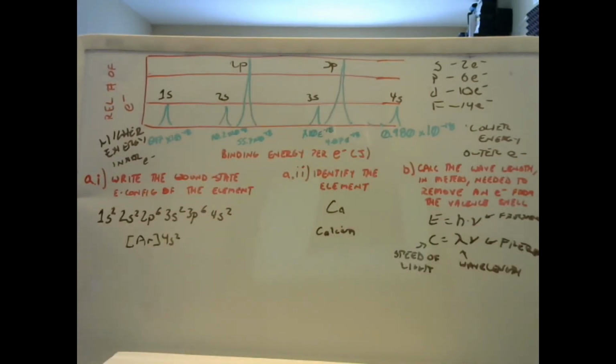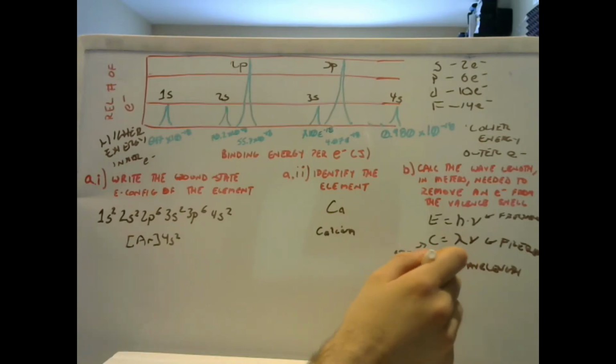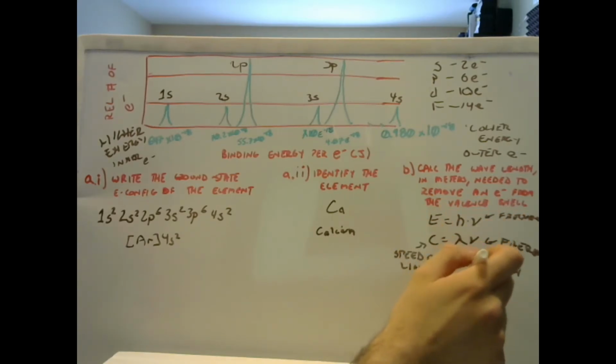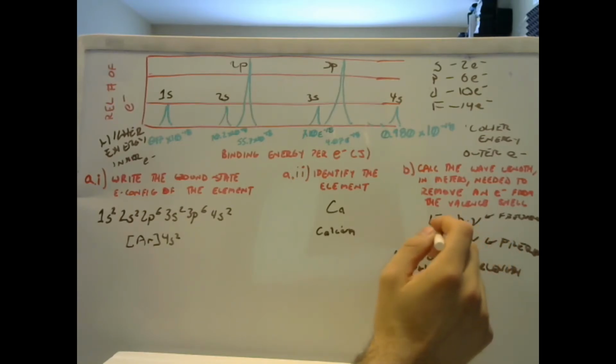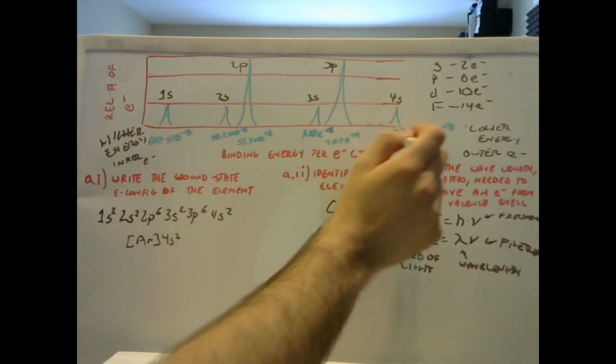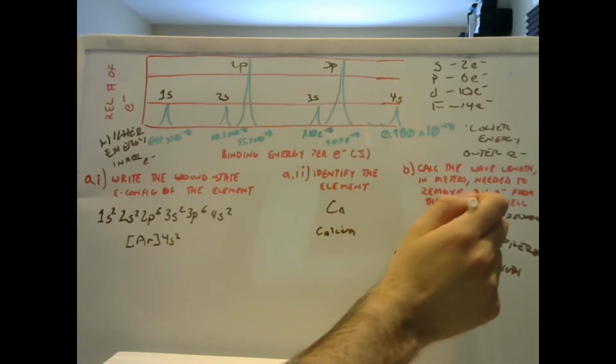Okay, so at this point we have two equations we can walk our way through. The speed of light is a constant. It's given to you. It is 2.998 times 10 to the 8th meters per second. Wavelength is what we're looking for. Frequency is what we need to find. But we can find the frequency given that the energy, which is right here, equals Planck's constant times V.